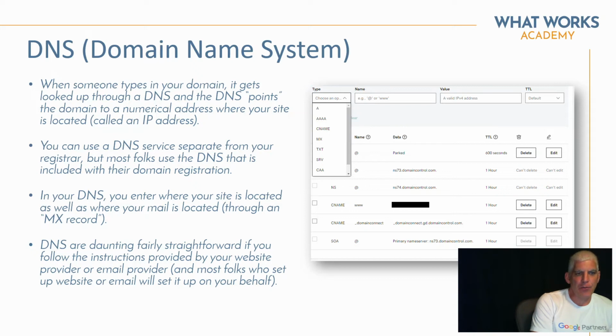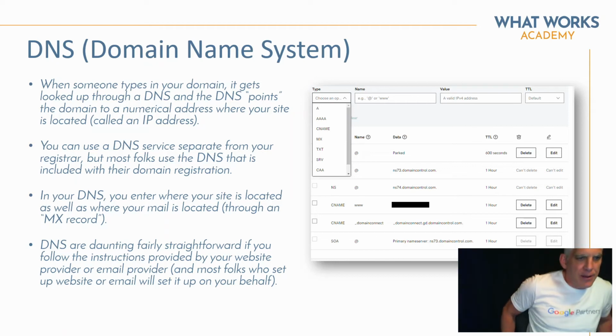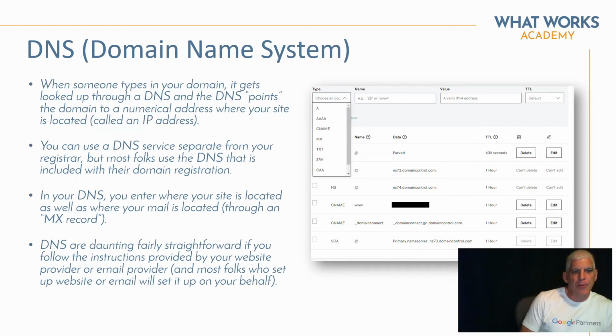And DNS is also important to know what that is. That's your domain name system. And basically when somebody types your domain into a browser, it gets looked up through your DNS, and then the DNS points the domain and your browser to the numerical address where your site's located. That's called an IP address. And it sounds a bit complicated, but it's really quite simple. You can use a DNS service that's separate from your registrar, but usually as long as the DNS has the features you need, then doing it where your domain registration is located is a great way to go. And then in your DNS, you basically tell the internet where your site is located, as well as telling the internet where your email is located.